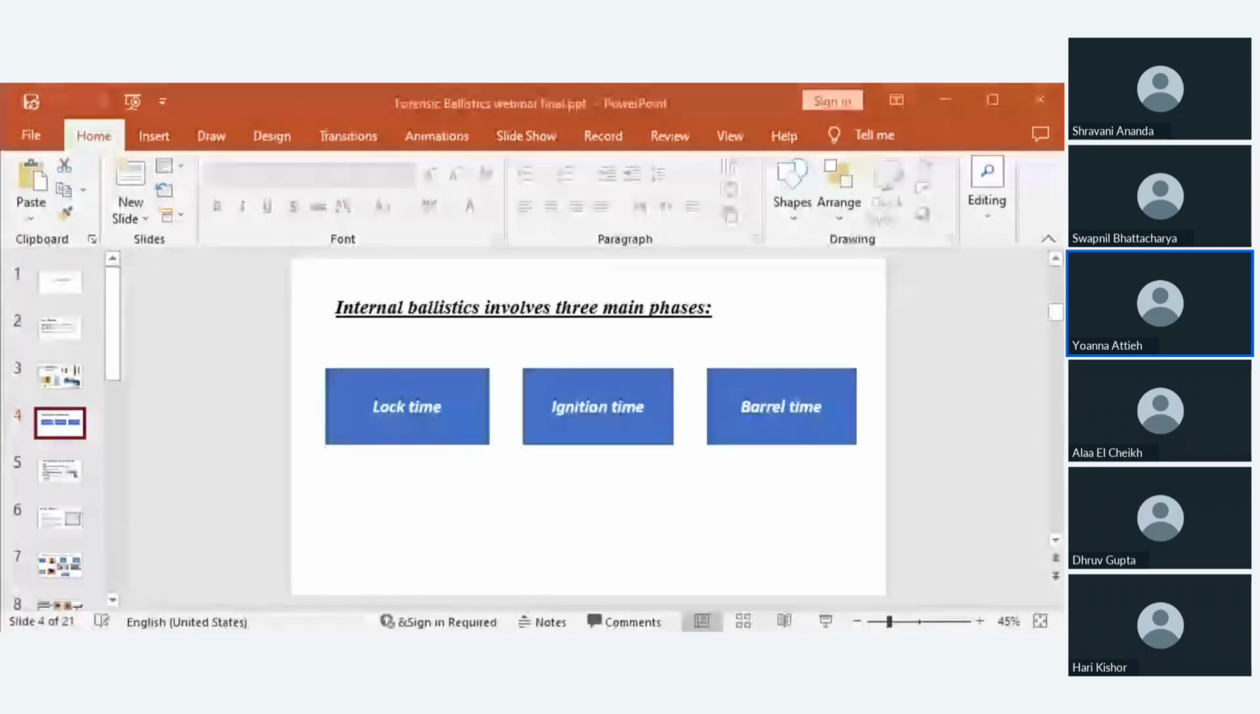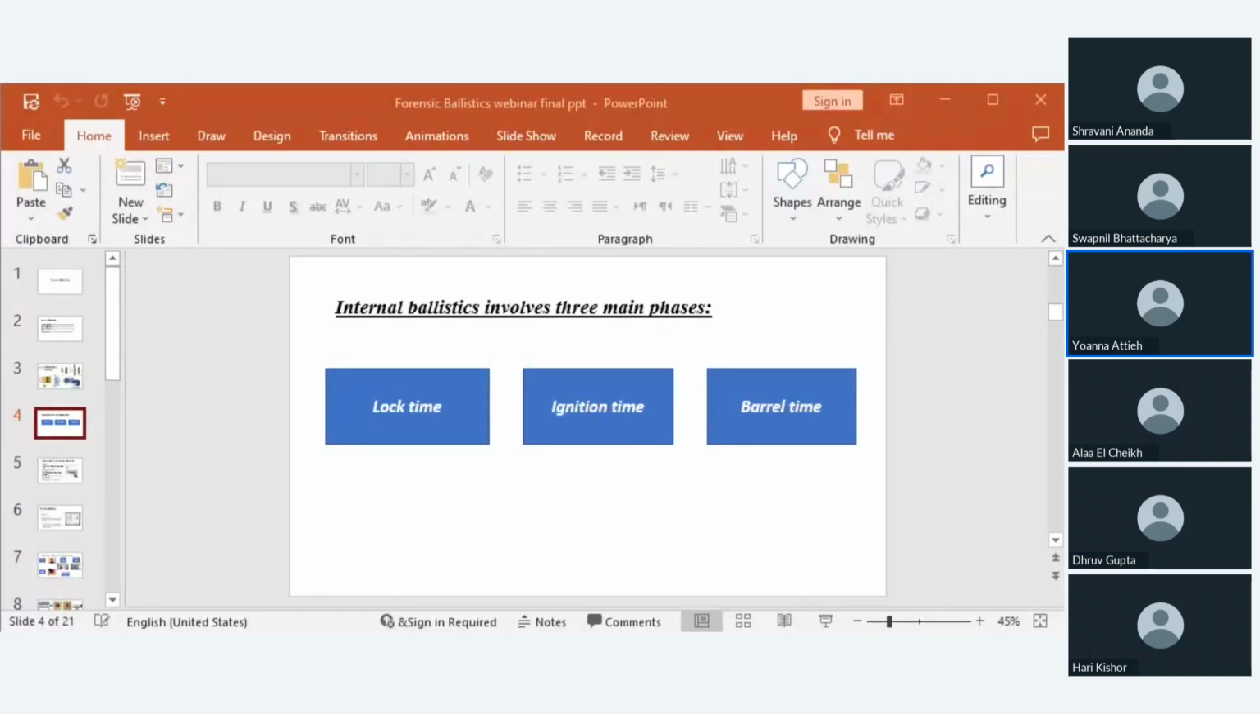Now we will examine, guys, the three primary phases of internal ballistics. When it comes to internal ballistics, we have three phases. We have the lock time, we have the ignition time, and we have the barrel time. When talking about lock time, this refers to the time it takes between the release of the sear and the striker's impact on the primer. A shorter lock time is desirable for rapid fire, and it can be precisely measured using motion sensors.